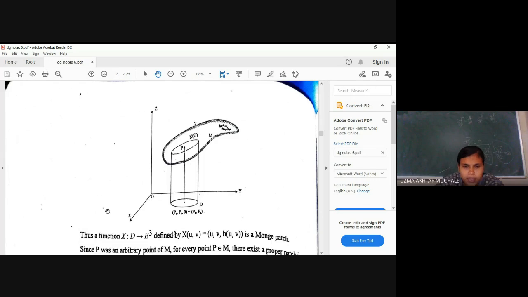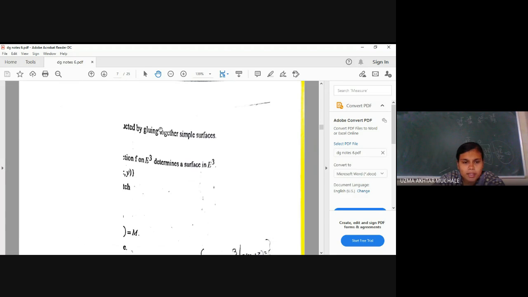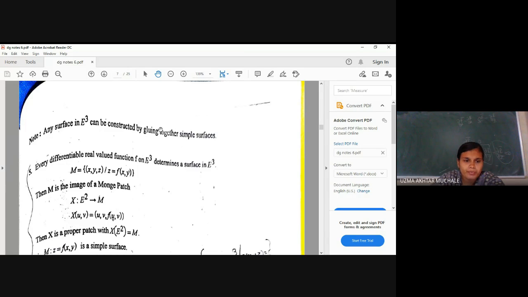Like in the figure, for any point p1, p2, what will be the image? The first two coordinates will be the same, p1, p2, but there will be a change in the third coordinate. That will be a function of the first two, and that verifies that this is nothing but a Monge patch. As it is a Monge patch, obviously it will be a proper patch. What is a Monge patch? It is written as: if x is a mapping from E2 to a surface M, x(u, v) = (u, v, f(u, v)). That means the third variable is in terms of the first two.